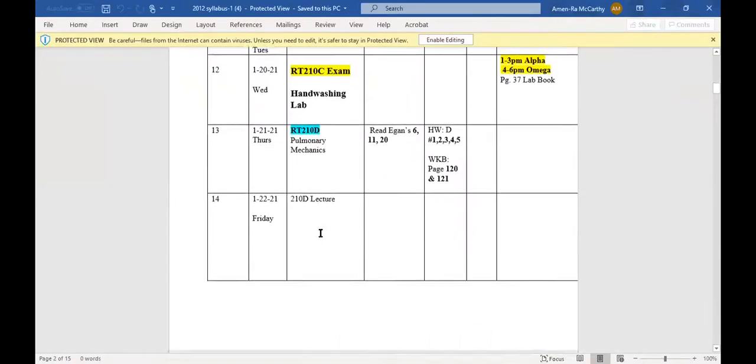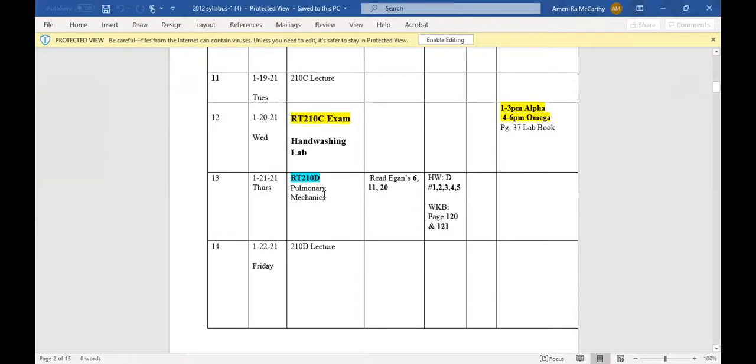Just to remind you, we are on 210D. Your Egan's reading comes out of 6, 11, and 20. Homework 1, 2, 3, 4, and 5. We've done 1 and 2. I may do the rest. I may not. So just make sure you do. There will be something every day. So don't try to go ahead. And you can if you want to, but just, you know, be mindful. I might not even ask for it. But working on it is always good.